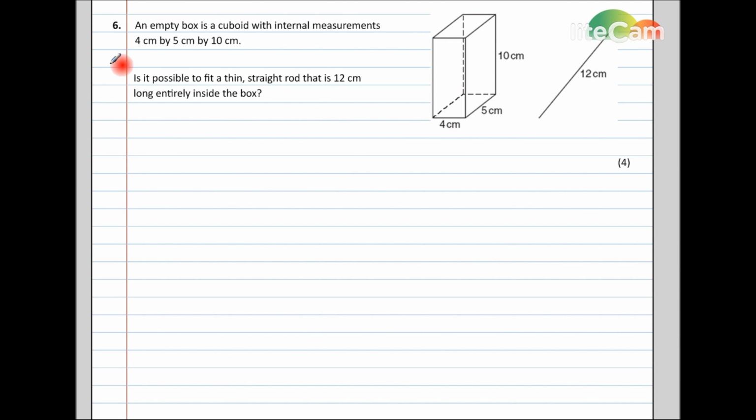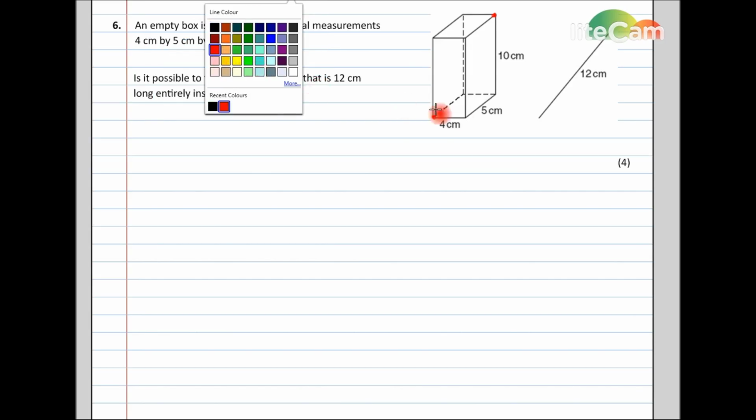Question 6. An empty box is a cuboid with internal measurements 4 centimeters by 5 centimeters by 10 centimeters. Is it possible to fit a thin, straight rod that is 12 centimeters long entirely inside the box? Well, the longest distance we've got inside the box will be from one of the corners at the bottom to this corner at the back, so a diagonal from corner to corner. So let's just draw that onto our box.